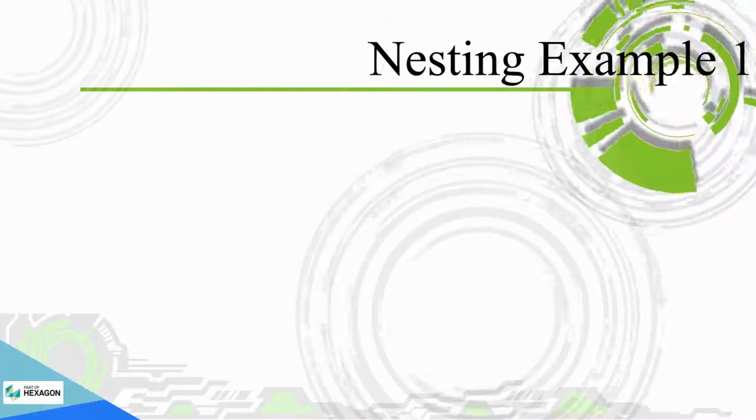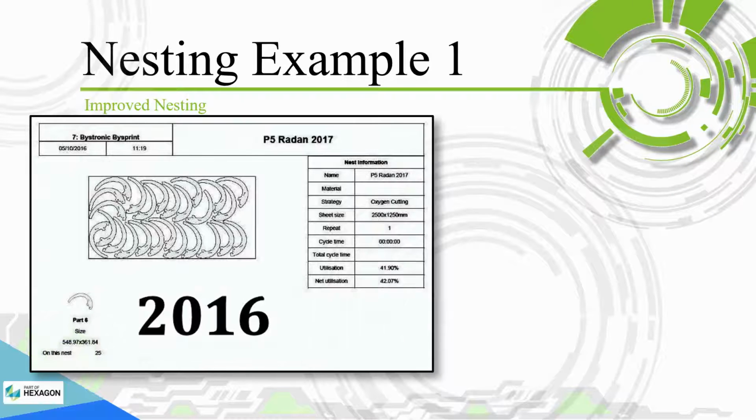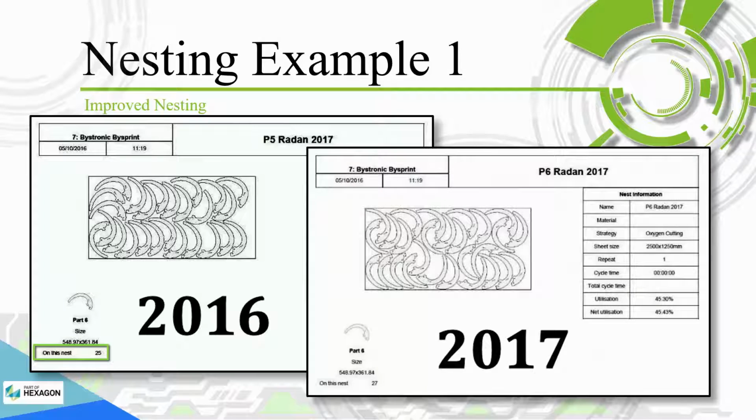To demonstrate this, we have two nesting examples. Here in example 1, we have taken a component and nested it in Radan 2016. And as you can see, we can get 25 components from a sheet with a utilization of 41.9%. If we take that same component and we nest it in the enhanced nester of Radan 2017, you can see that we now have 27 components with a nest utilization of 45.3%.